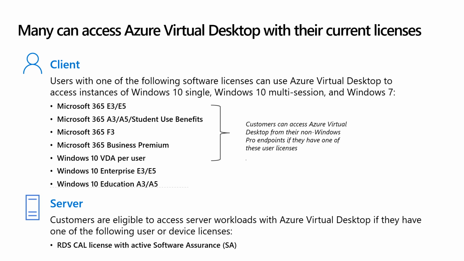So if you have M365 E3, E5, A3, A5, the student use benefits, or F3, or M365 Business Premium, you're eligible to deploy and access Windows Virtual Desktop, or any Windows 10 licenses: VDA per user, Enterprise E3 or E5, or Education A3 or A5. So for server operating systems running in Windows Virtual Desktop, if you have one of the following licenses, you can run Windows Server in Azure Virtual Desktop. So RDS CALs with Software Assurance. So client access licenses, similar to an on-prem solution.